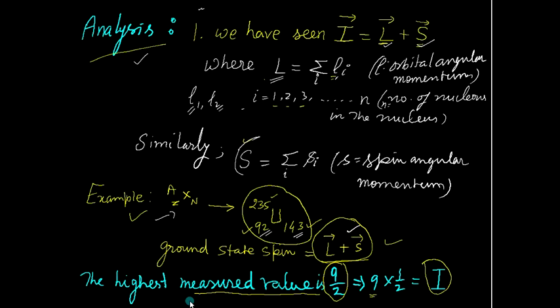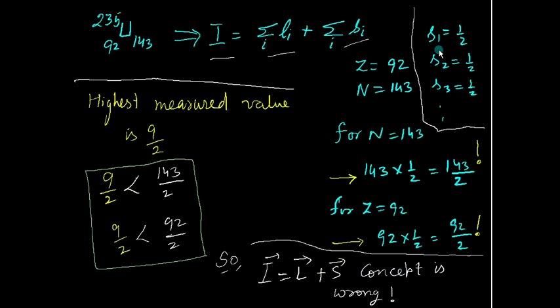Experimentally measured, the highest value of nuclear spin is 9/2. It means only 9 nucleons are contributing to the nuclear spin. S1 is equal to 1/2, S2 is also 1/2, S3 is equal to 1/2. If you add all these, S1 plus S2 plus S3 and so on, you will get the value of total S.